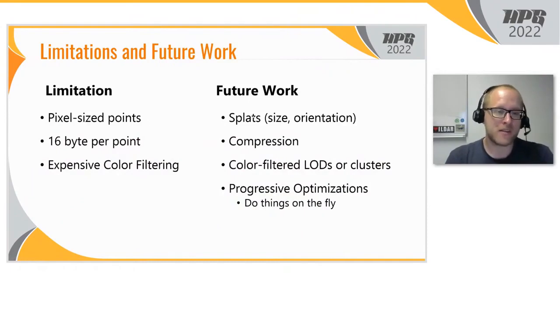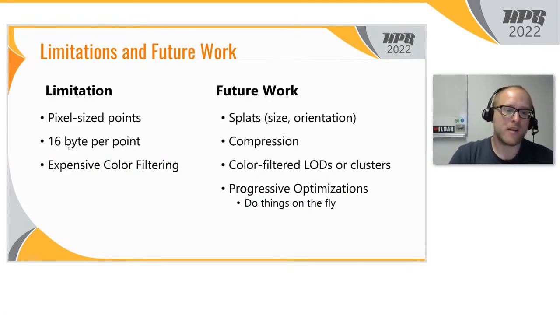So other limitations is, yeah, we are rendering pixel-sized points. In future work, we'd like to take a look at splat rasterization, so softer rasterization of splats, and try to see if we can also make this faster than current approaches that use either GL points or some oriented triangles or quads.